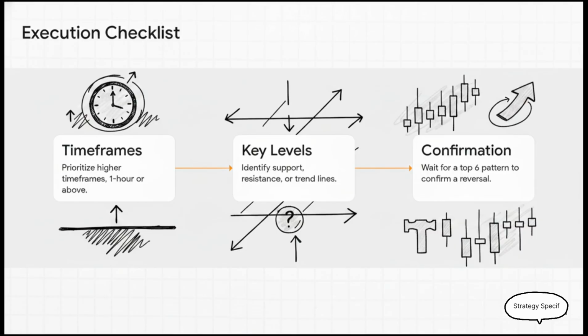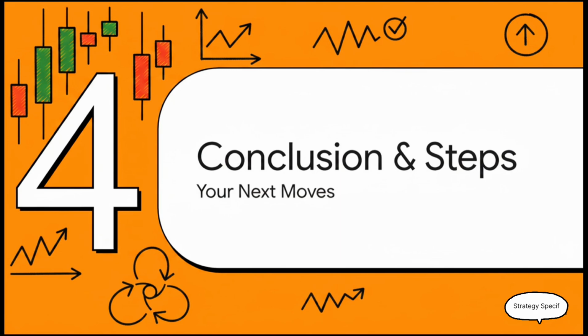First step, zoom out. Stick to the 1-hour time frame or higher to filter out all that erratic lower time frame noise. Second, draw out your support, resistance, and trend lines to find those vital confluence zones. Third, just wait. When the price hits that zone, do not try to guess. Wait for one of our top 6 patterns to fully form and confirm the reversal before you ever make your move.